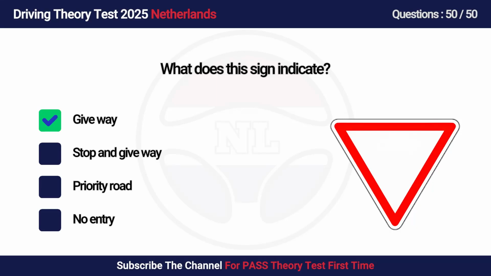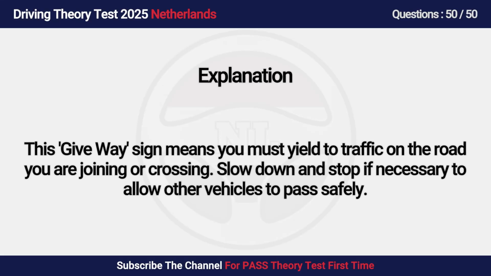Answer is A. Give way. This give way sign means you must yield to traffic on the road you are joining or crossing. Slow down and stop if necessary to allow other vehicles to pass safely.